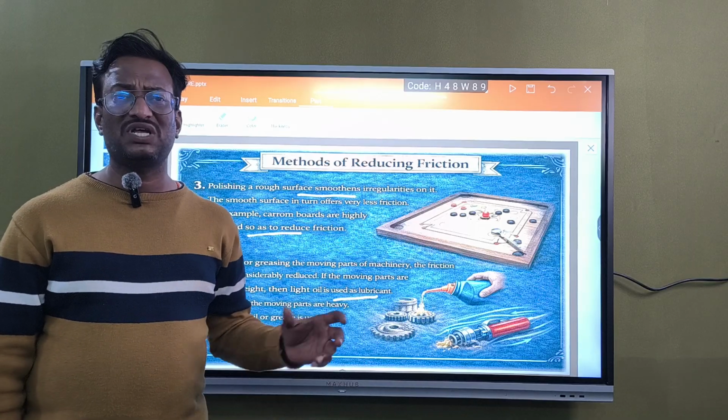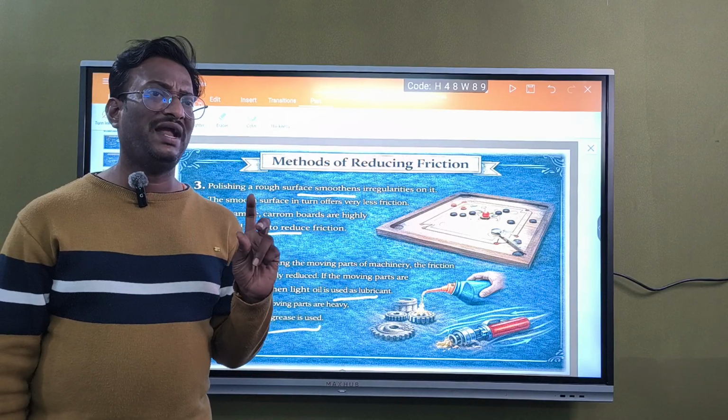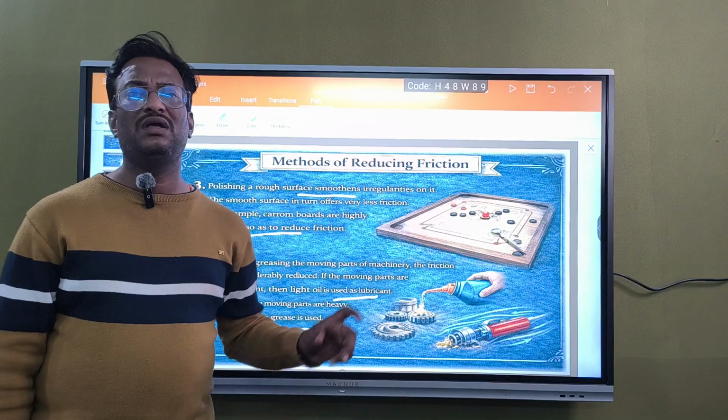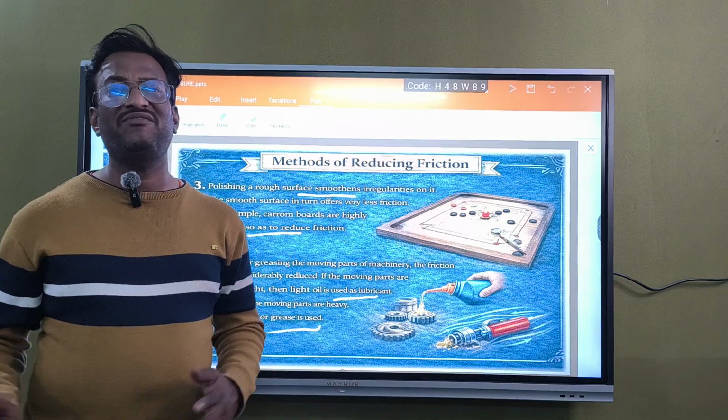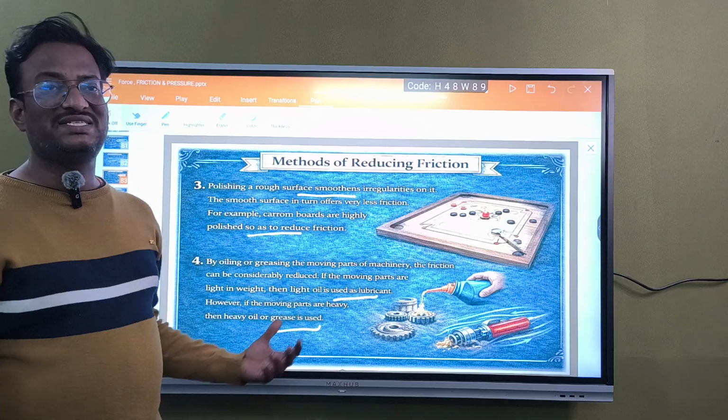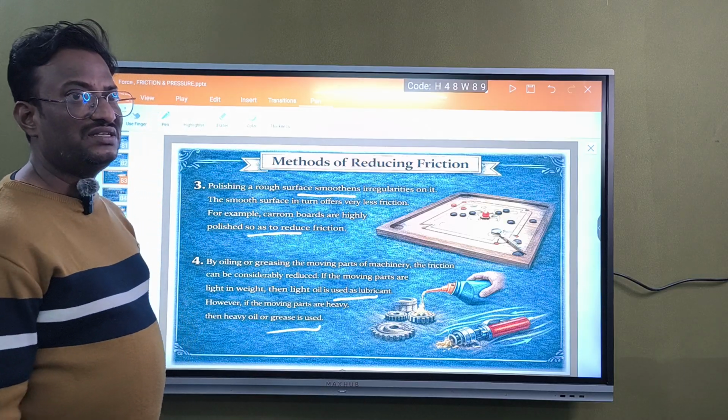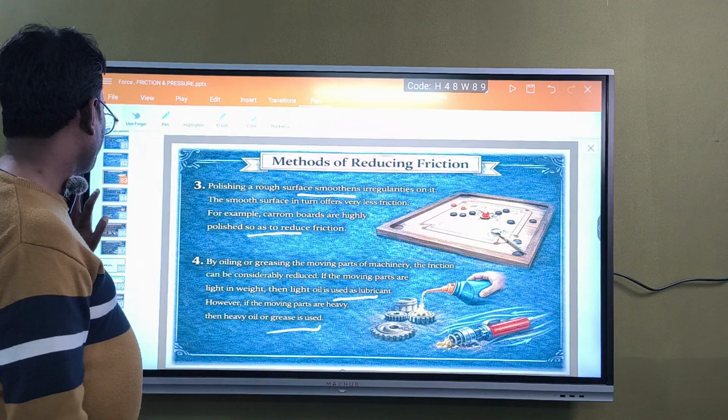If the machine parts are very light in weight, it is enough to use oil. And if machinery parts are very heavy, we are going to use grease, such kind of things as lubricants.